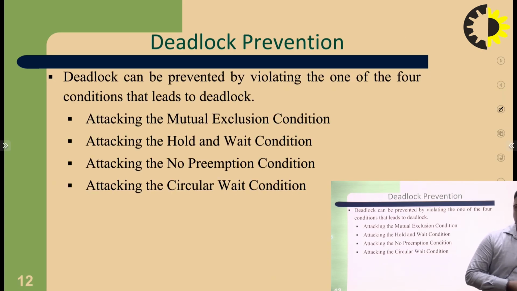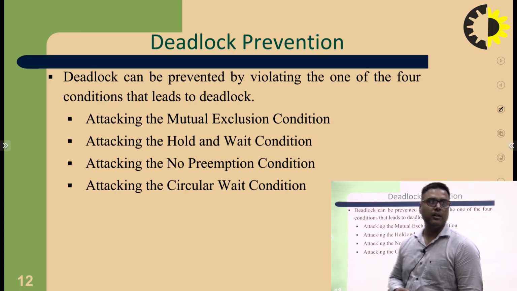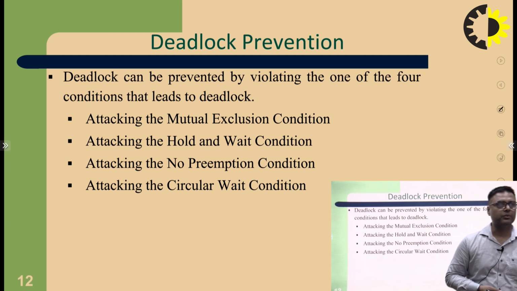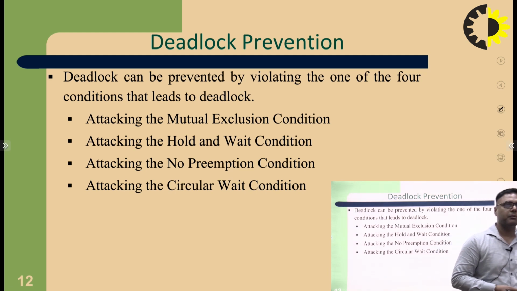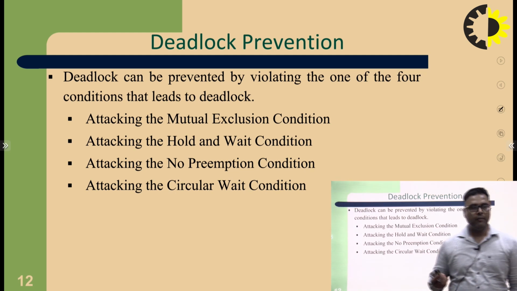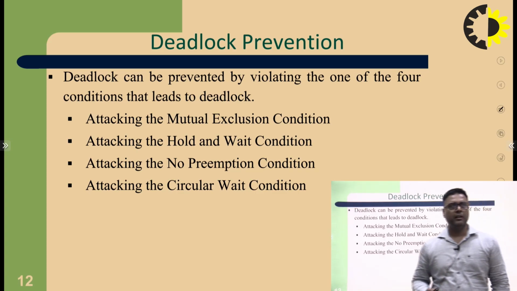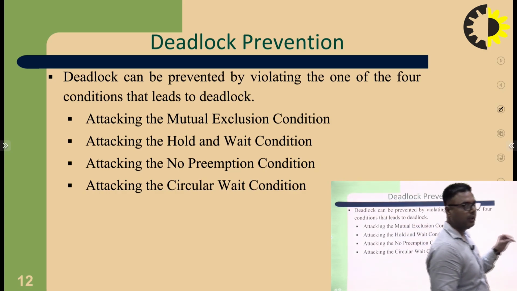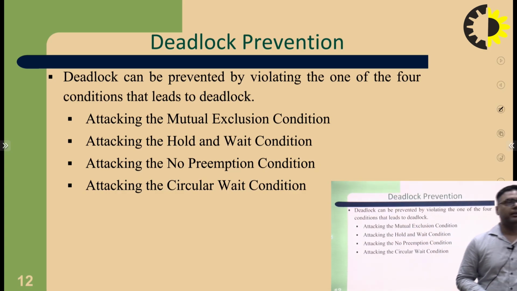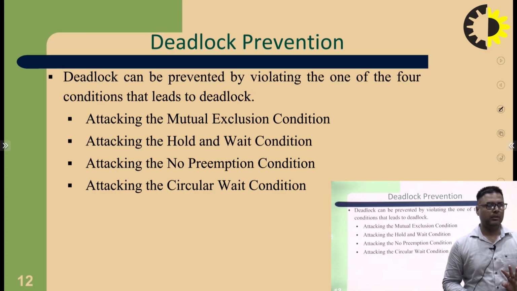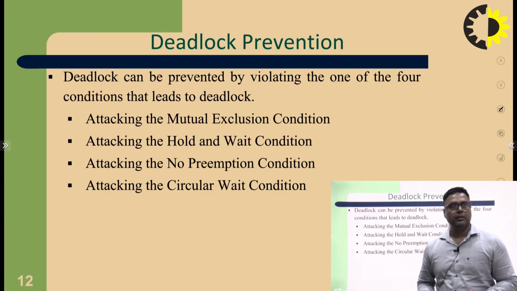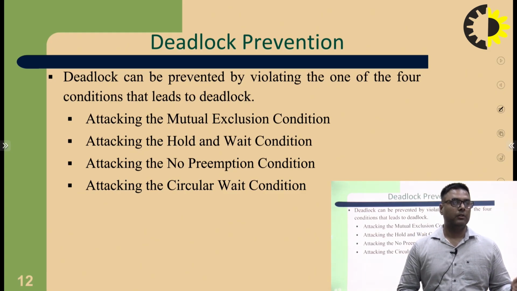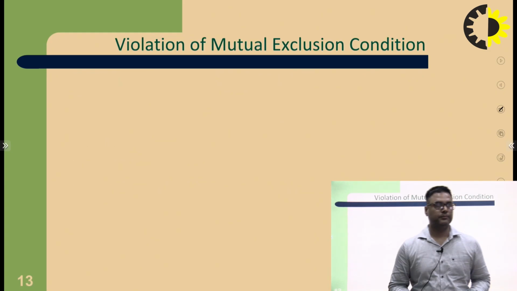Do nothing, just ignore it. Here, first, deadlock prevention. Deadlock can be prevented by violating one of the four conditions that lead to deadlock: attacking the mutual exclusion condition, hold and wait, no preemption, circular wait. These are the four conditions of deadlock.